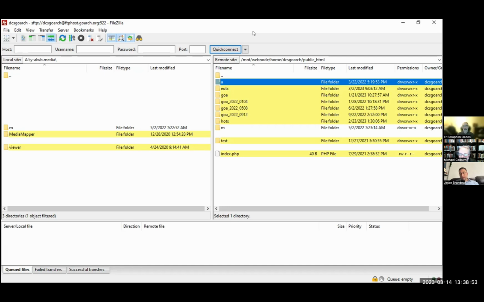Actually, here's a question, Michael? Father. What do you think about, if the idea is eventually GOA will have Spanish too, I wonder about storing the Spanish media from the start there. I don't know what you think about that, but it's just a thought. Sure. I don't think it's a storage space issue.